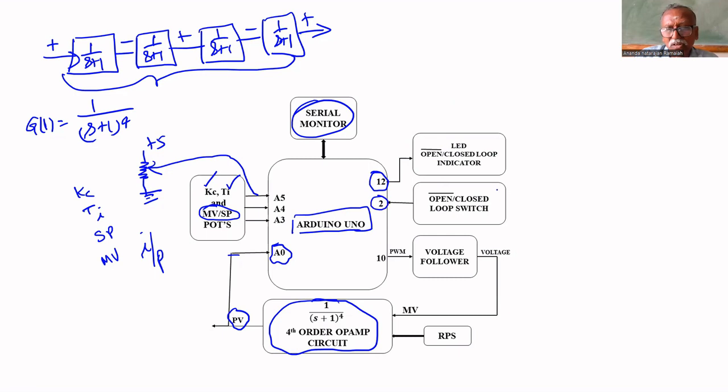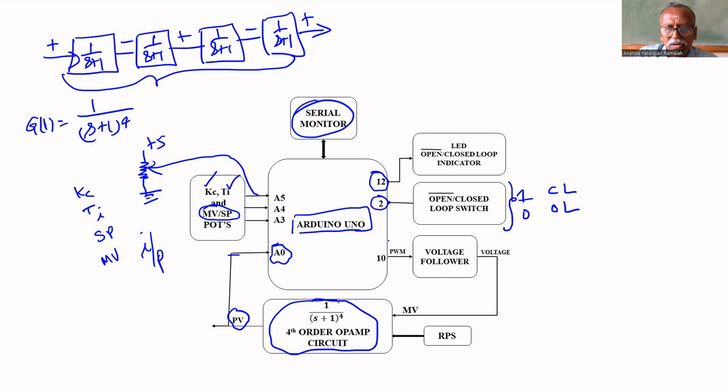That switch will give 1. If you give 1 as input, the loop will be transferred from manual mode to auto mode. If you transfer to 0, it will come to open loop. So this is for bumpless transfer. If you give 1, it will go to closed loop, 0 for open loop.